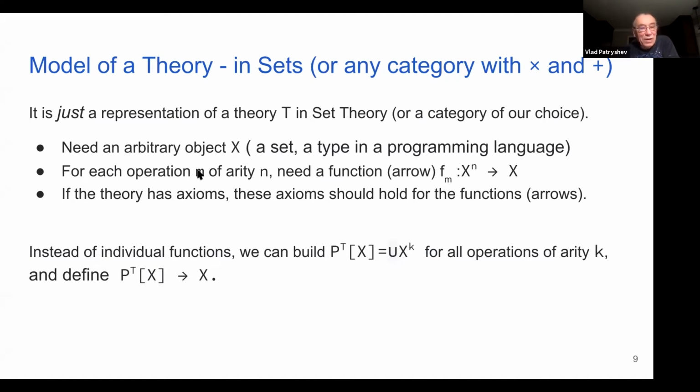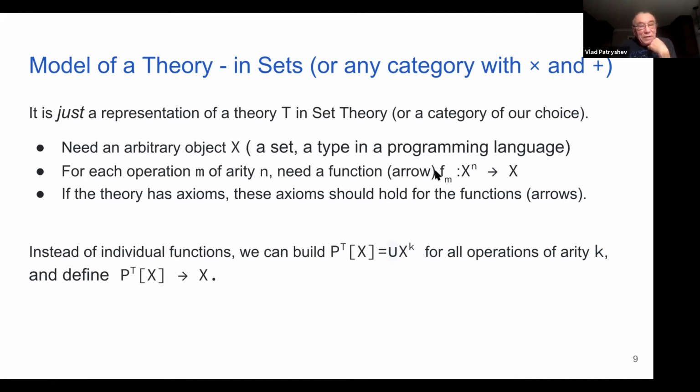For every operation called M of arity n, we need a function that is an arrow. Well, an arrow is a function in set theory. It's just an arrow in types in programming languages. Maybe it's also called a method, whatever. So F_M is from x to the power of n to x. So it's an n-ary operation M. And given an operation M, we produce a function. So that's it if we don't have any axioms. But if we have axioms, those axioms should hold. I'll show you the examples later.